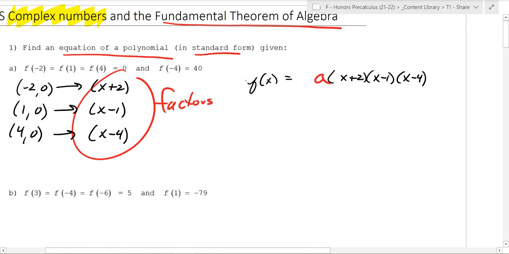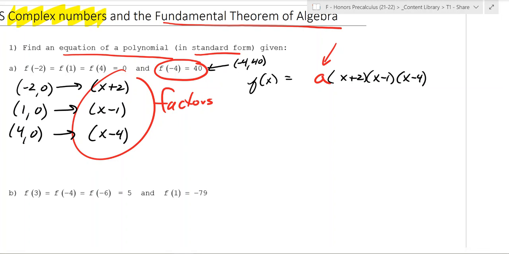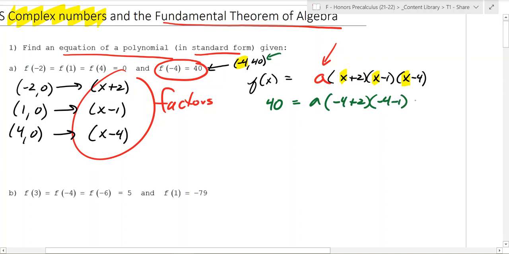And the thing that will fix what that a value is some other point that isn't a 0. So that point right there is when x is negative 4, the output is 40. So to solve for the a value, all you need to do is plug in negative 4 for x and solve for the a value. So the 40 is going to equal a times negative 4 plus 2, negative 4 minus 1, negative 4 minus 4, like this.